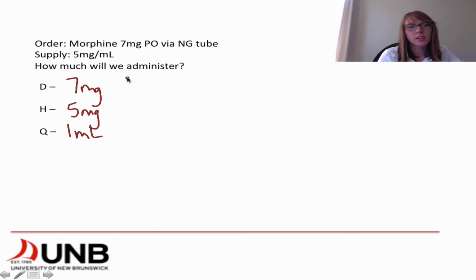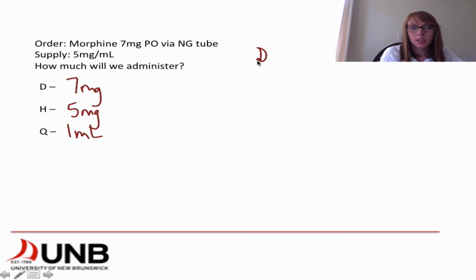If you just take a second to look at the question, we're giving 7 milligrams, and our supply is 5 milligrams per mil. So we know that we're going to be giving over a mil of medication. If we have to round, we're rounding to the 10th position. It's just something where you want to take a step back and look at the question. You can make sense of it a little bit more if you do that.